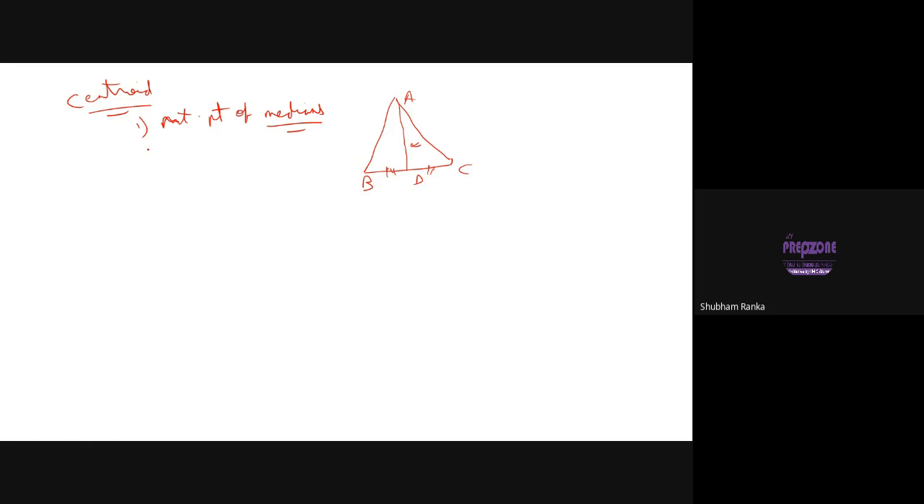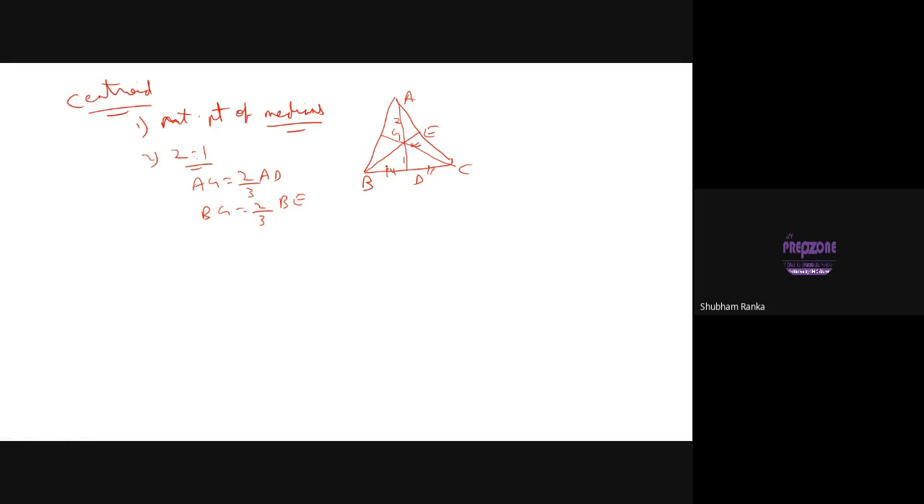That is a median. And again, if you draw all three of them, the meeting point is called the centroid. The centroid is typically represented by the letter G, and that's the meeting point of the medians. When it meets, the ratio in which it divides is 2:1. This is a very popular ratio. So 2:1 is the ratio in which the centroid divides the medians. For example, AG will be equal to 2/3 of AD. Similarly, BG will be equal to 2/3 of BE, if this was E.